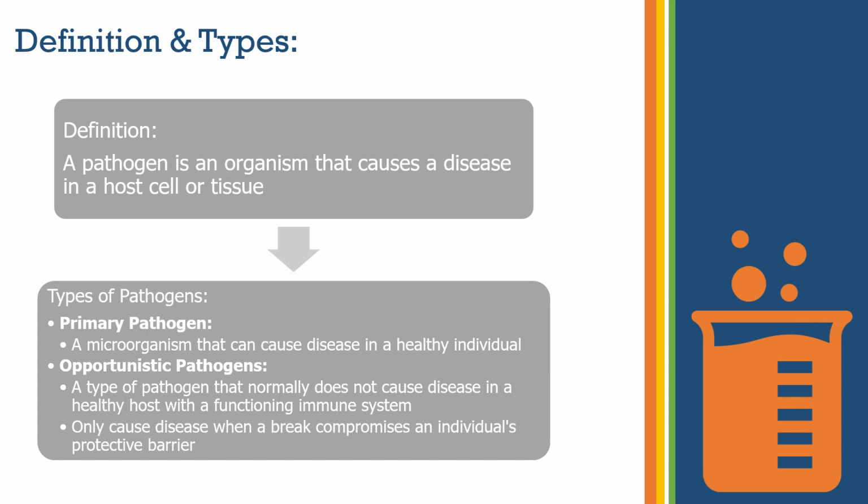Secondly, opportunistic pathogens. This is a type of pathogen that normally does not cause disease in a healthy host with a functioning immune system. They can only cause disease when a break compromises an individual's protective barrier.